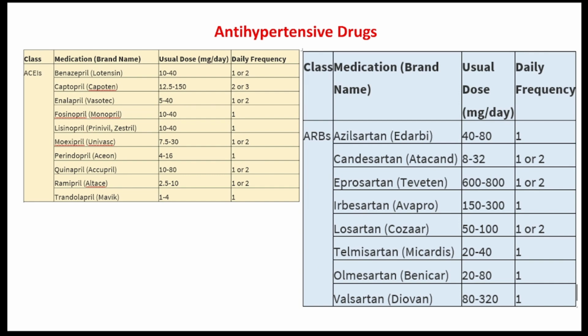Antihypertensive medication. For another group now, we are going to speak about two groups of medication: ACE inhibitors, angiotensin converting enzyme inhibitors, and ARBs, angiotensin receptor blockers. Students need to remember the ACE inhibitors end with the suffix -pril: benazepril, captopril, enalapril, fosinopril, lisinopril, moexipril, perindopril, quinapril. The list of medications ends with -pril. For ARBs, the suffix here is -sartan.